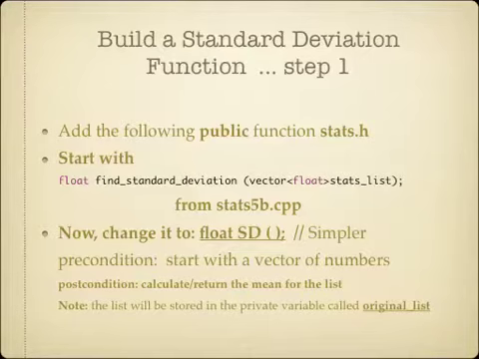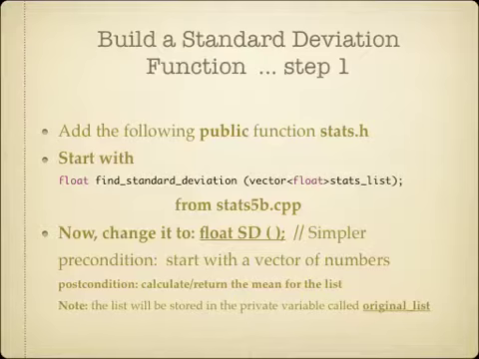Now, let's see how this is done by building a standard deviation function. Our step 1 would be to add the following public function to stats.h. Copy the find standard deviation prototype from stats5b.cpp into stats.h. Then change the prototype as follows.